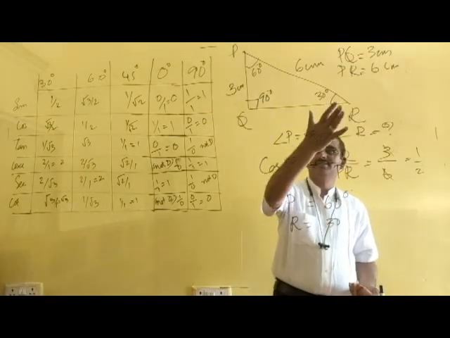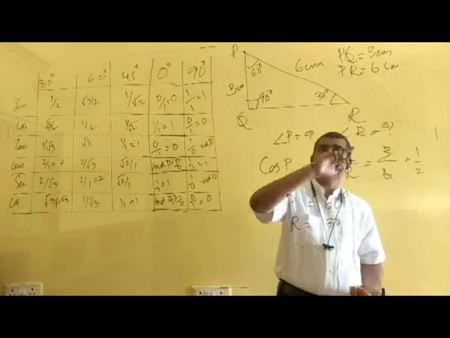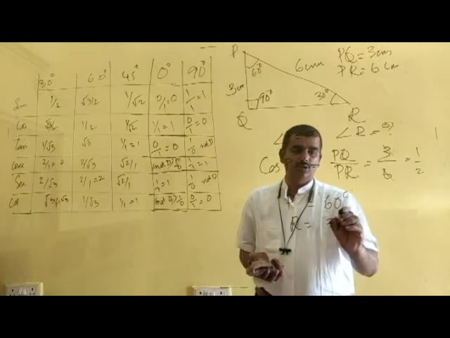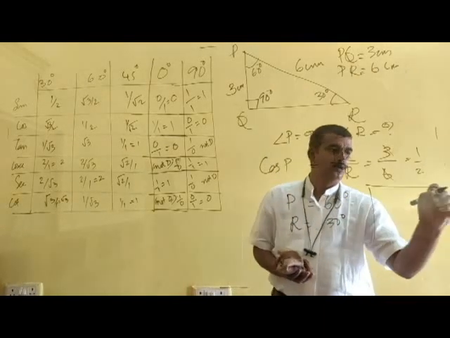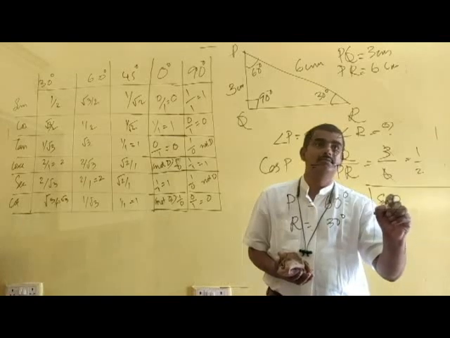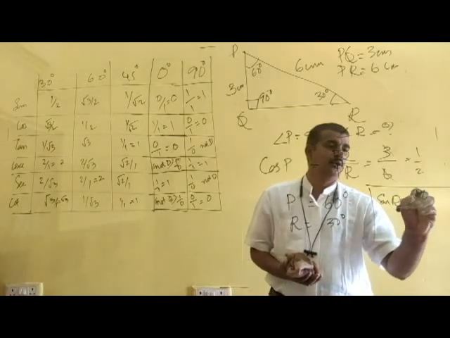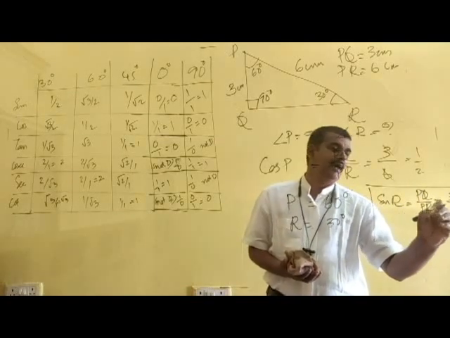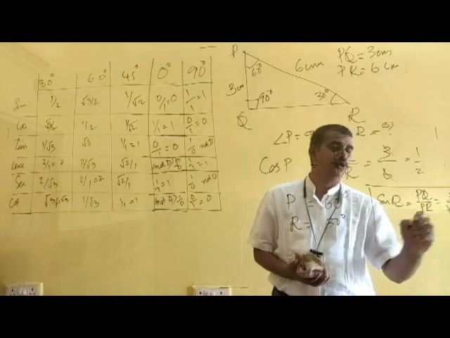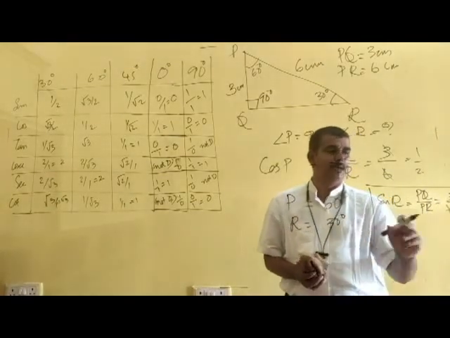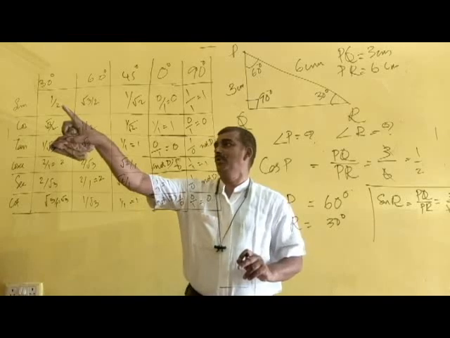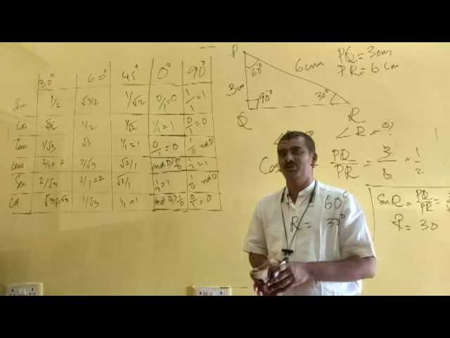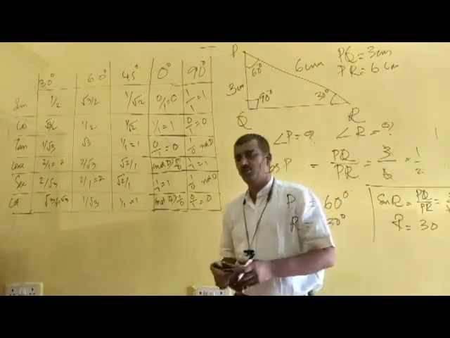Otherwise, you can use sin R. In this way also you can find. Otherwise, what you can do? You can take sin R. Sin R is equal to PQ divided by PR. That is PQ is equal to 3 and PR is equal to 6. Again cut, 1 by 2. You will get sin R is equal to 1 by 2. So R will be 30 degree. In that way also you can find. What is easy for you, that you can opt for.